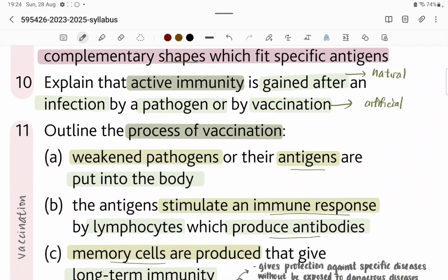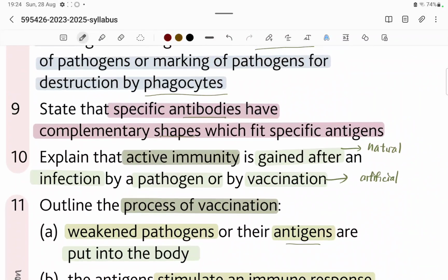And then after that, active immunity. This one is gained naturally after infection, or by vaccination. So if they ask you to explain how active immunity is gained naturally after infection, your first point is after infection, and then the antigens on the pathogens trigger the immune response.